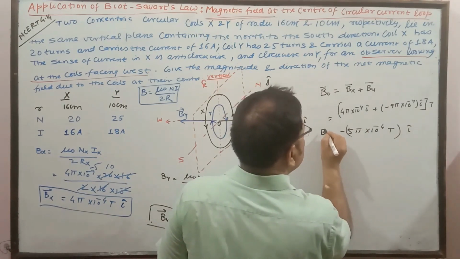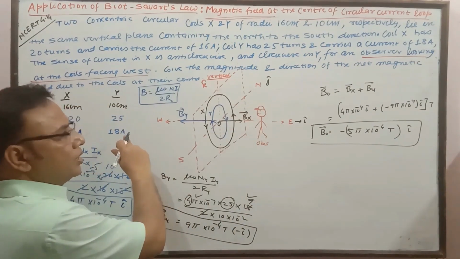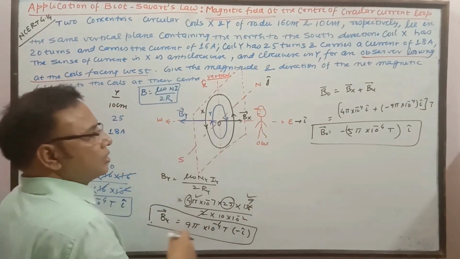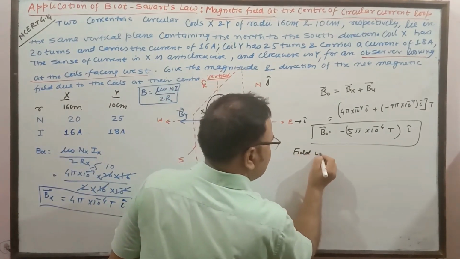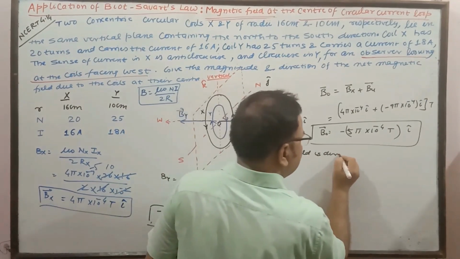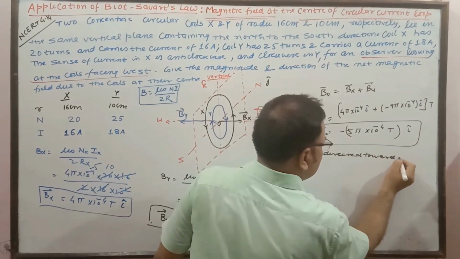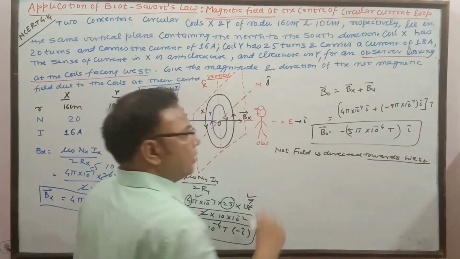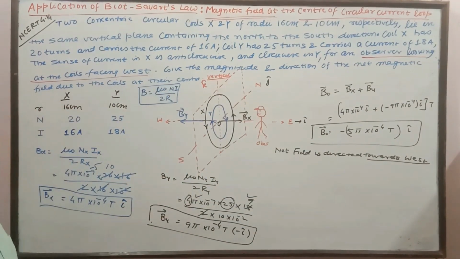This negative sign signifies that it is towards west, because plus I is towards east, so minus is towards west. So the net field is directed towards west, and the magnitude is as shown. You can put the value of pi to get the exact result, but you can leave it here as well.